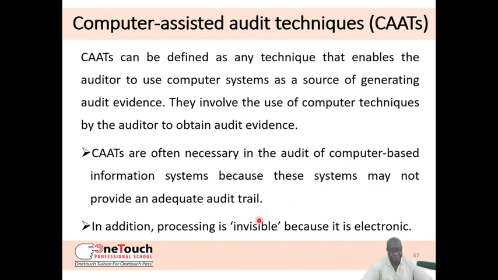In addition, processing is invisible because it is electronic. So we need to use CATs in our auditing process because it is software that can interrogate our client system and tell us what happens there. We cannot see the processing: once information is inputted into the system, the processing cannot be seen. Therefore, we need to use CAT because it is electronic.